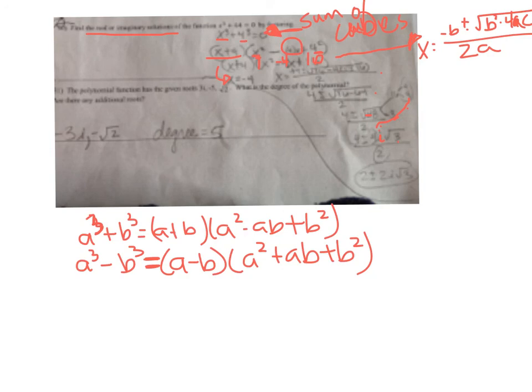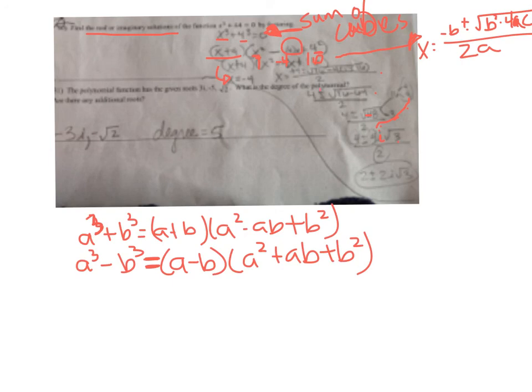And 31, kind of related: you don't need to do any solving, but the polynomial function has the given roots, which are 3i, negative 5, and square root of 2. What is the degree of the polynomial, and are there any additional roots? If we're asking if there are any additional roots, there are probably additional roots. So you want to think about your complex conjugate, all these pluses and minuses.